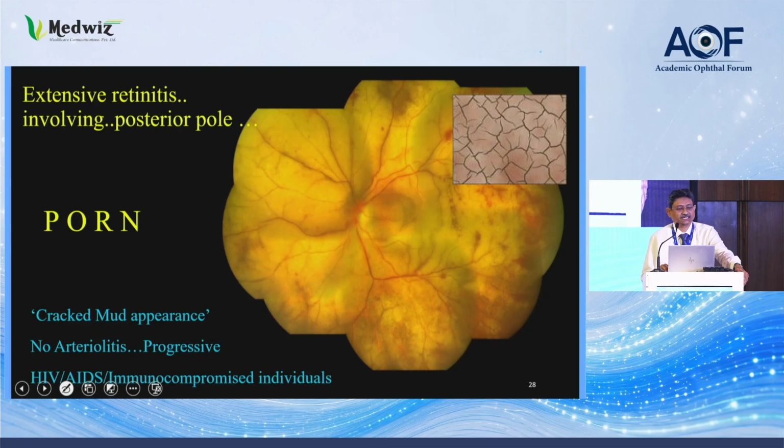When you have extensive involvement, especially of the posterior pole, with what you call a cracked mud appearance without any arteriolitis, and it is very fast progressing, especially in the presence of immunocompromised status, you should think of progressive outer retinal necrosis.